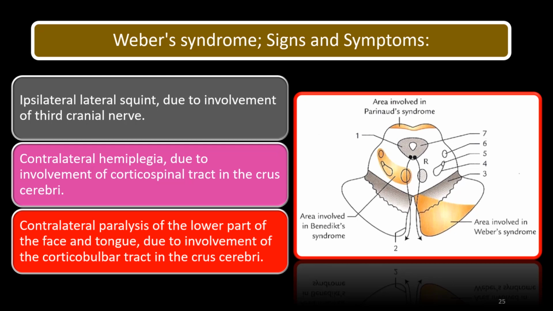Also, because the crus cerebri is involved and the corticospinal tract in the crus cerebri are affected, there will be contralateral hemiplegia. Also, we are going to have contralateral paralysis of the lower part of the face and tongue. This is because of the involvement of the corticobulbar tract also in the crus cerebri.